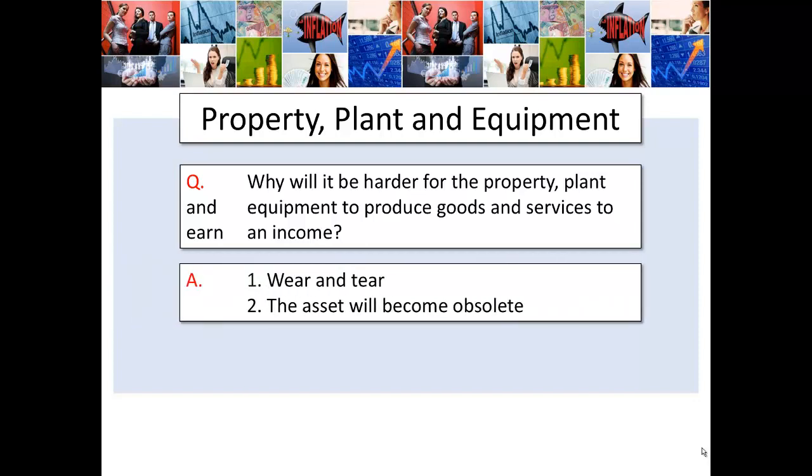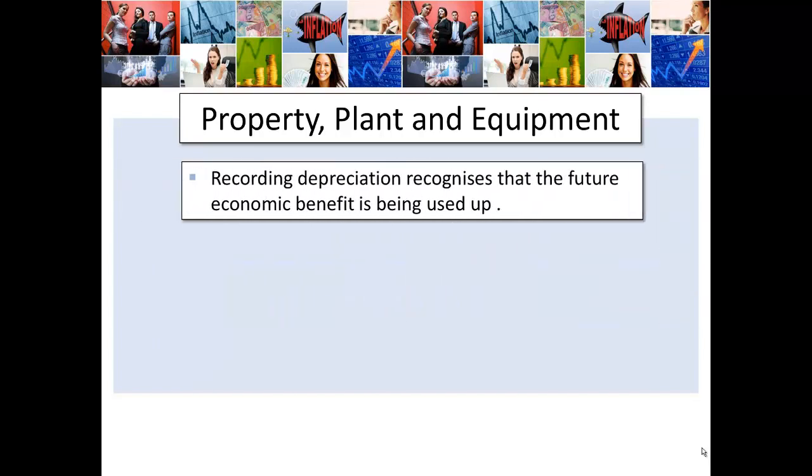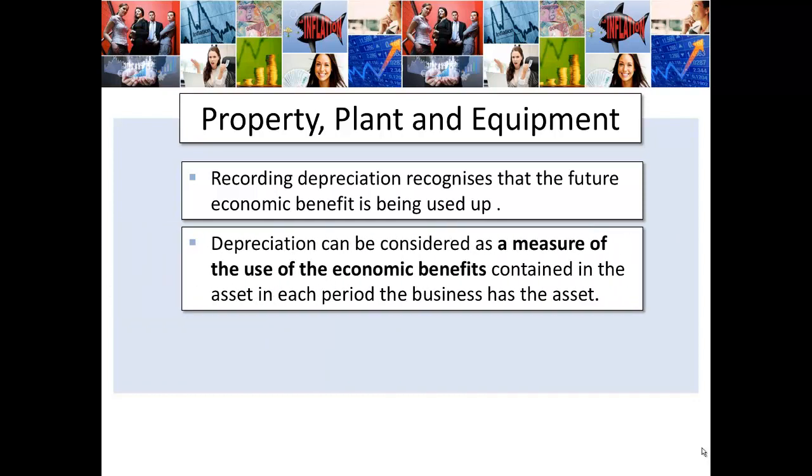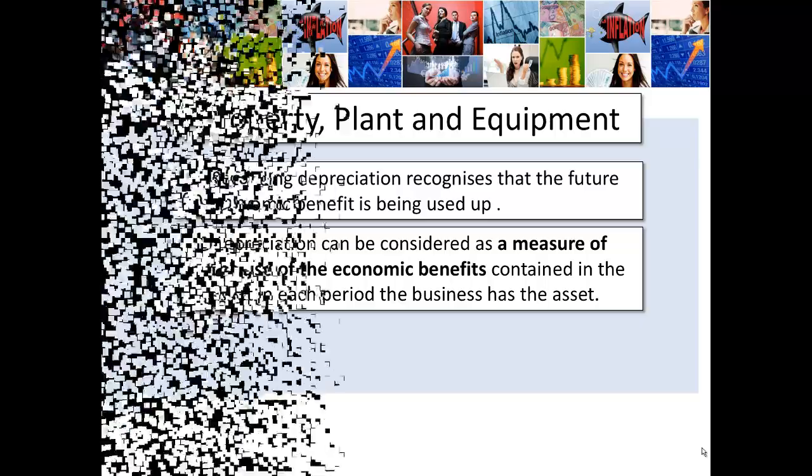But why? The older PPE gets, the worse the wear and tear, and eventually the asset's going to become obsolete. So think of a computer. A computer made 10 years ago is going to be practically useless today. It'll be obsolete. Now, recording depreciation recognizes that the future economic benefit is going to be used up. Depreciation can be considered as a measure of the use of those economic benefits contained within the asset in each period the business has that asset for.